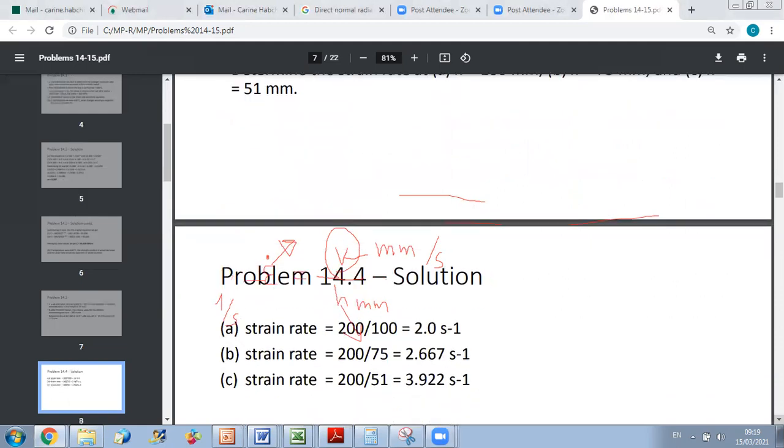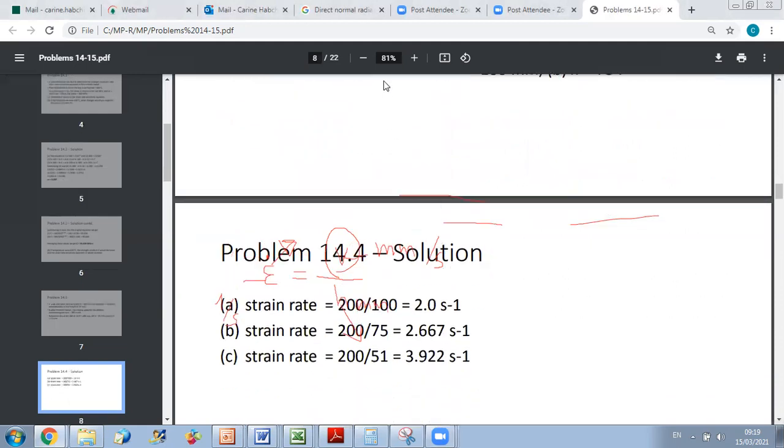So here we can see the values. As expected, as the height decreases, the strain rate will increase from 2 to 2.66 to 3.9 per second. Any question on this problem?